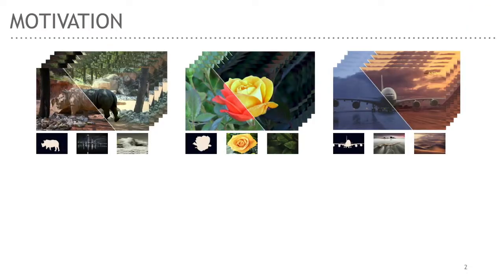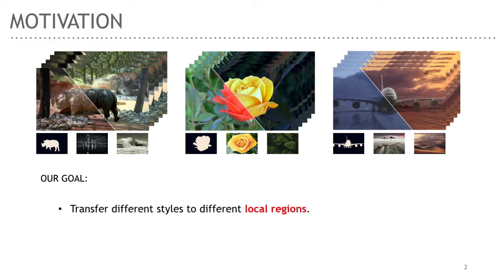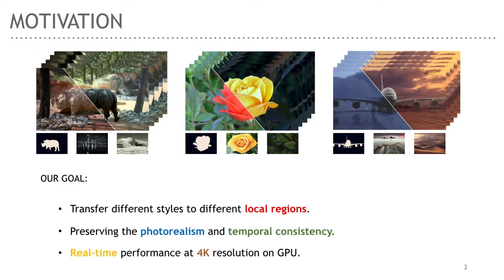In this paper, we introduce a universal technique for real-time localized photorealistic video style transfer. Given an input content video and its object segmentation mask, our method learns to transfer different styles to different local regions while preserving the photorealism and temporal consistency.